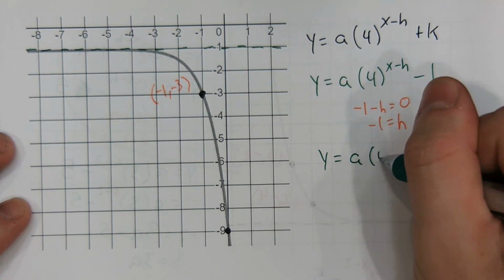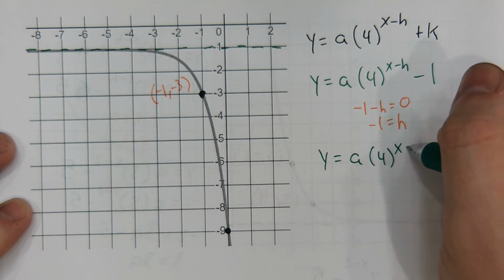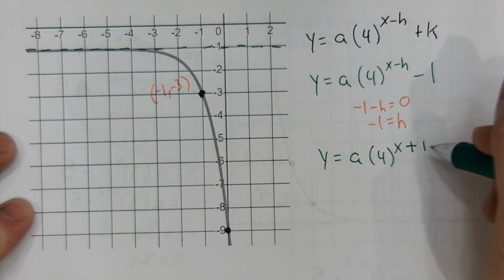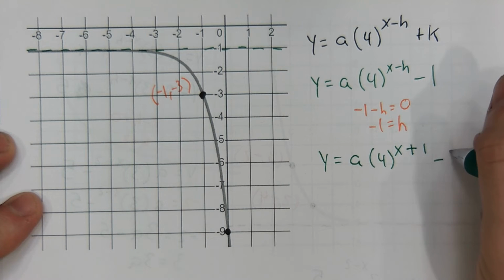So 4x minus -1. And there's a -1 sitting right here.